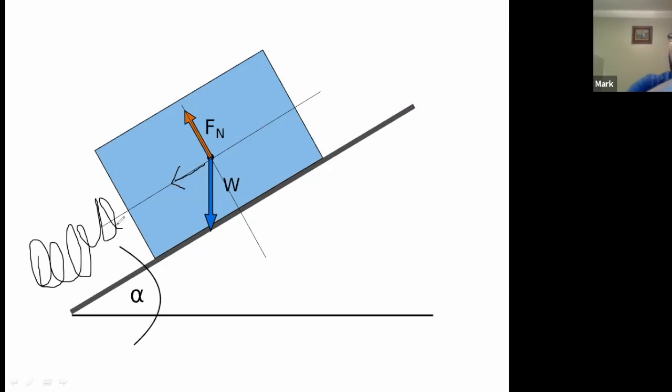The spring will apply a force to oppose it, to make the spring go back to its original position. In this case, if the spring is this way, it'll be applying a force this way in order to go back to its original position, to stop itself from being compressed. This would be the spring force.